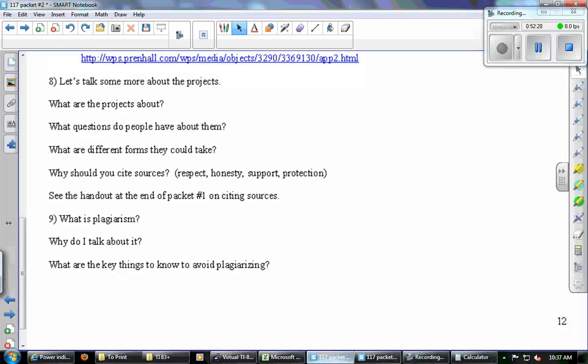Okay. So different forms we talked about. So it could be a research project, could be making your own election. Could be an editorial to the paper. There are a few different forms that it could take. They're all written forms.